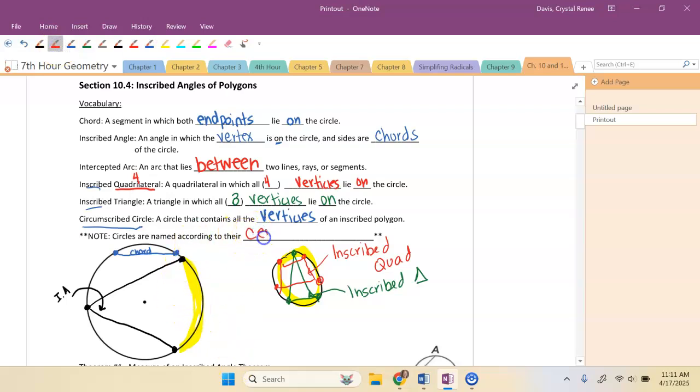Something you need to note that you're going to see is that circles are named according to their center. So if this is the center of the circle, and let's say this is point P, we would name this as circle P. That's the symbol for circle. We would name it circle P because P is the center.